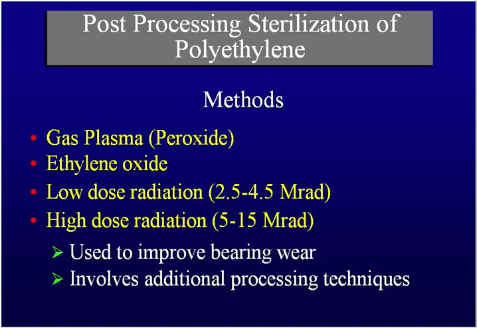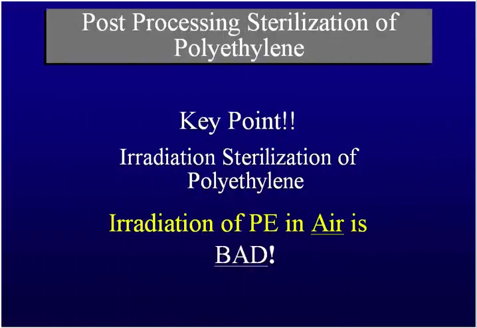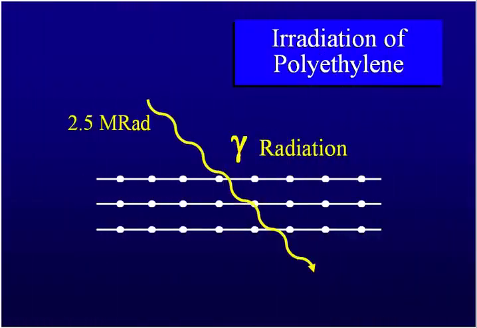It has been used to improve bearing wear and improve the resistance for osteolysis. The key point that you need to know for the boards is that irradiation sterilization of polyethylene in air is bad. And that's what causes the major issues of polyethylene debris formation. So if you take some polyethylene, you irradiate it with 2.5 megarads, which is low dose.